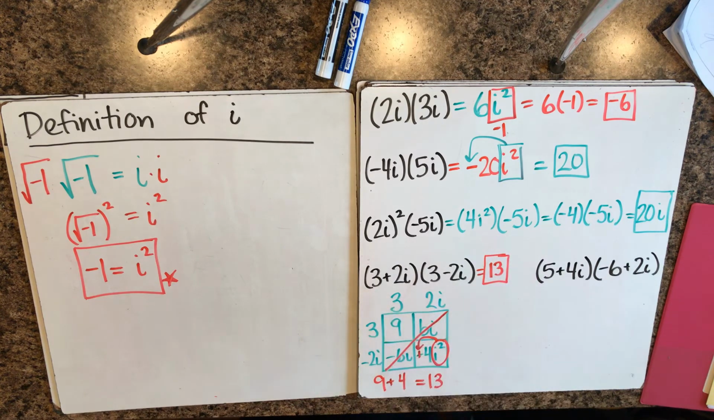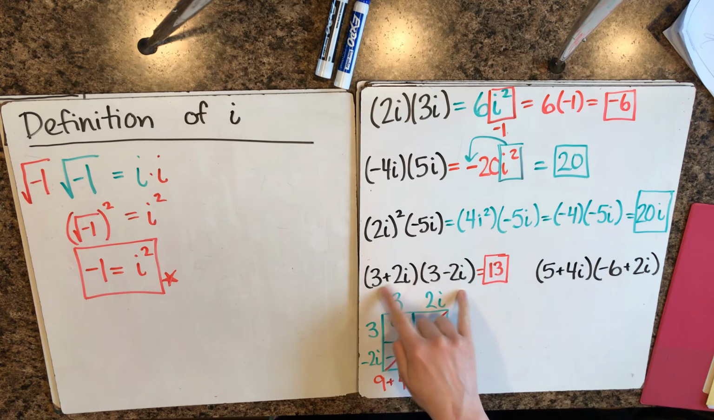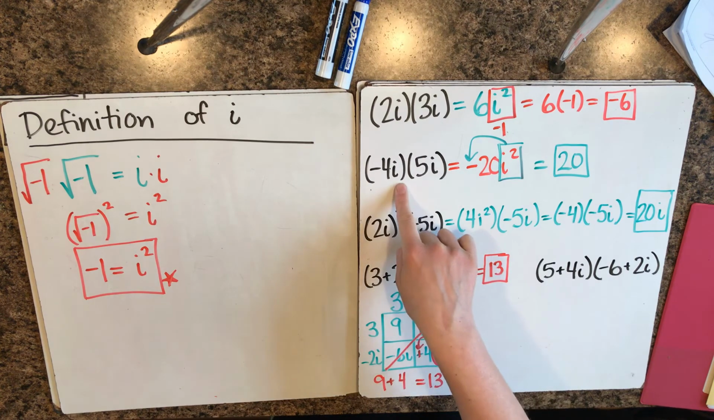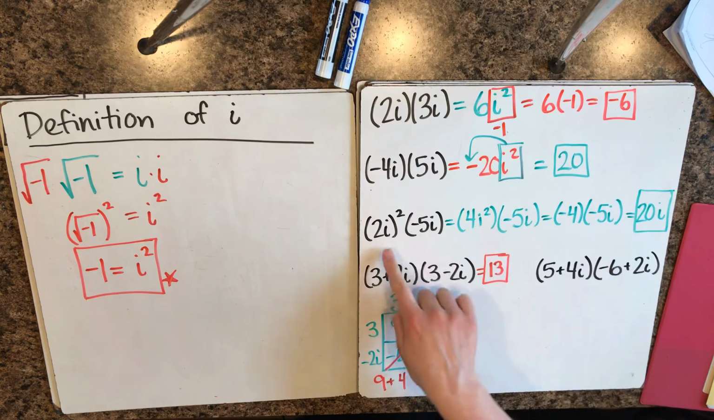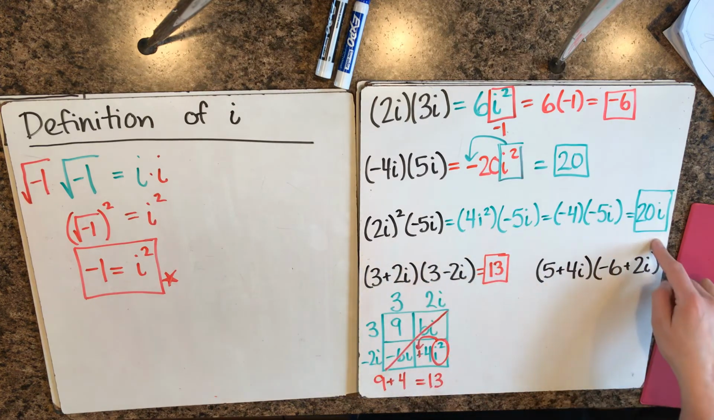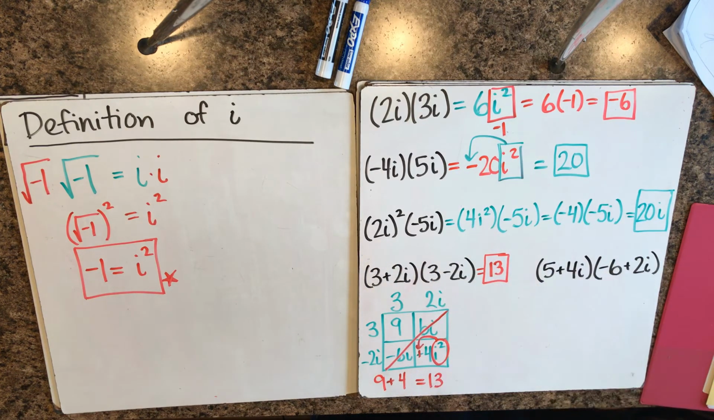Sometimes when you multiply two complex or imaginary numbers together, you do get a real number. Multiply two complex, we got a real. Multiply two complex, we got a real. This time, we multiplied and we still had imaginary. Okay, let's see what's going to happen here.